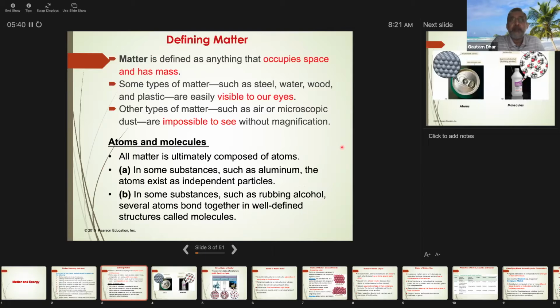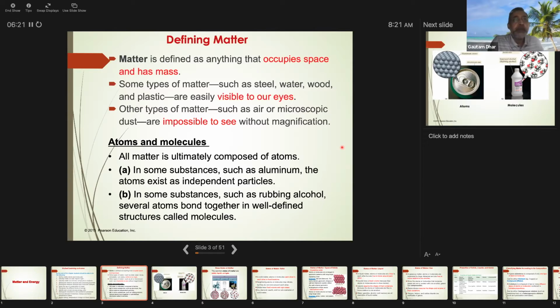So, defining matter. Matter is defined as anything that occupies space and has mass. You can think of some examples that may be asked during the exam, but simple ones: water, wood, plastic, steel, and they're visible. But again, there is matter that is invisible, like microbes, dust particles, the fogs. Or you think of tiny bacteria or viruses. So they're matter, but we cannot see them.